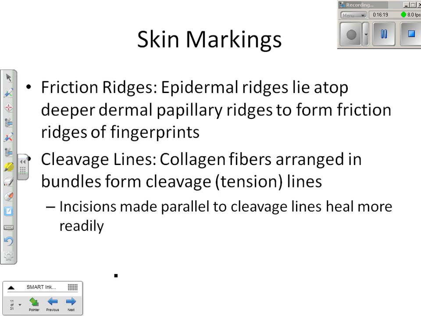And thinking about the skin from its markings, the friction ridges, where the ridges of the epidermis lie upon the papillary layer, make your fingerprints. This is also, if you have a blister on your foot from a pair of shoes, typically what's happening is the epidermis is rubbing away from the dermis at this area right here, and that's why you'll have that abrasion. We also have cleavage lines in the skin. These are collagen fibers arranged in bundles that form tension lines. You can see these in the skin, especially as we age.